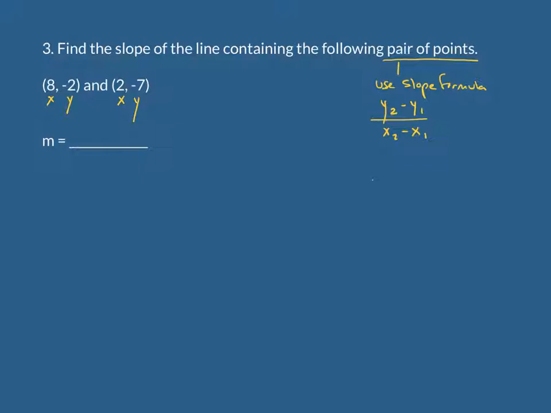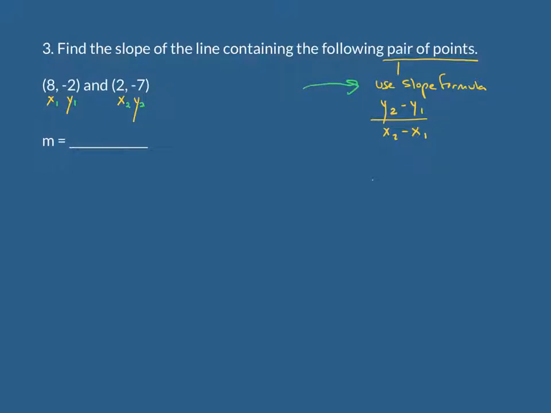So in this case, if we go ahead and label them, what I'm going to do is call one pair the first pair and the other pair the second pair. So since the 8 and -2 show up first, I'm going to call them x1 and y1. And then 2 and the -7, we'll call them x2 and y2 since they're the second pair. And then from there, you're just filling in to the slope formula over here.